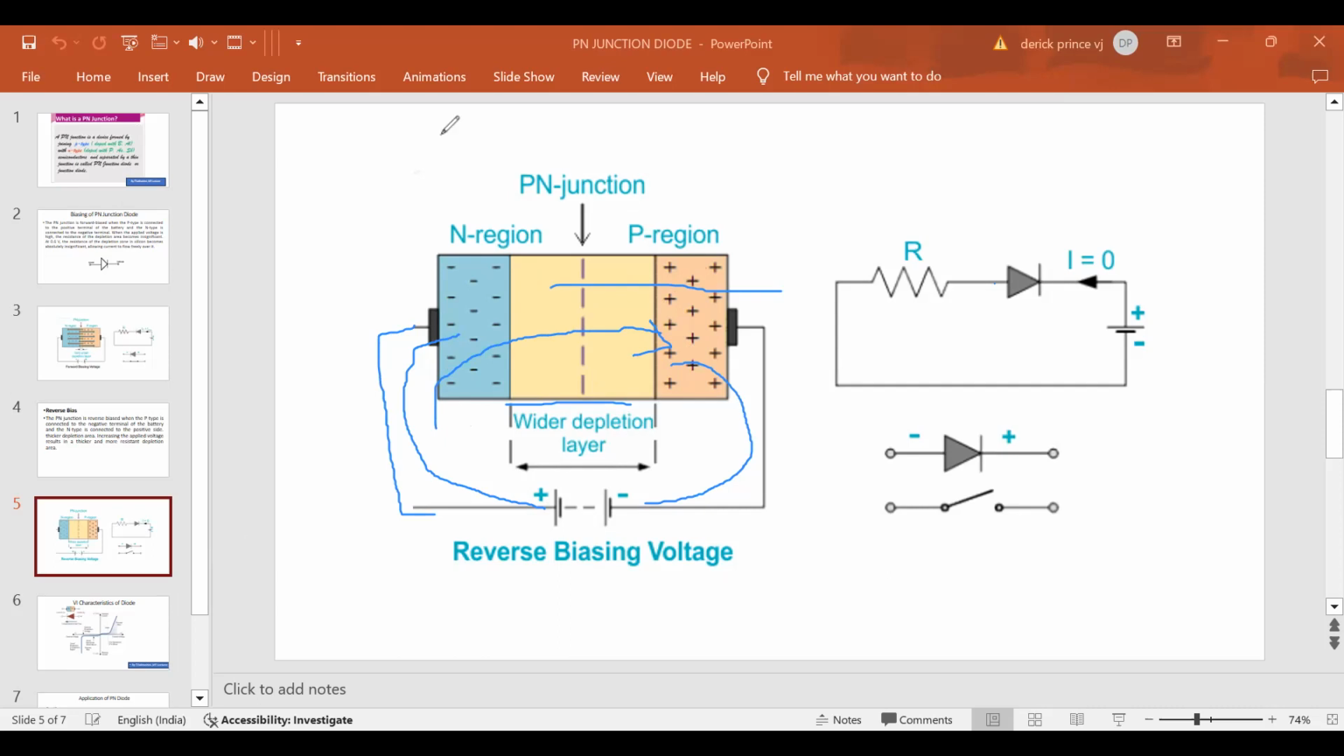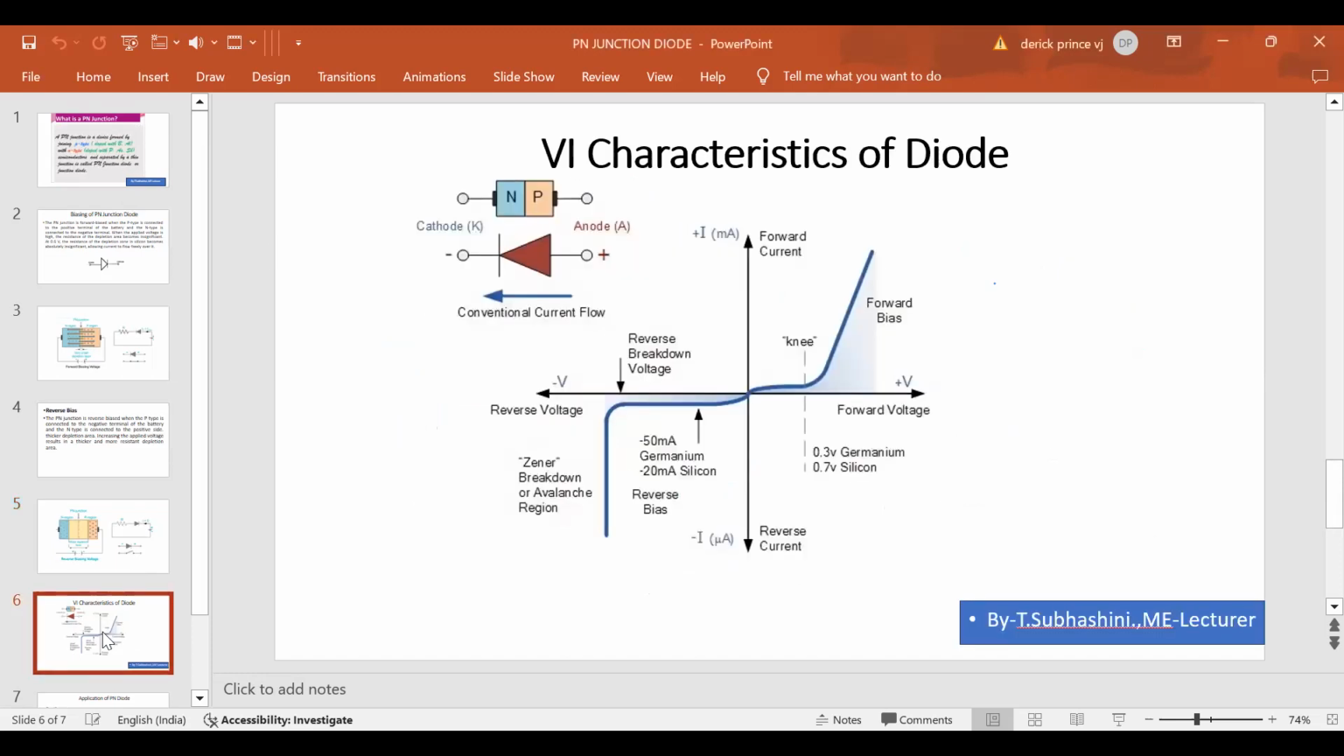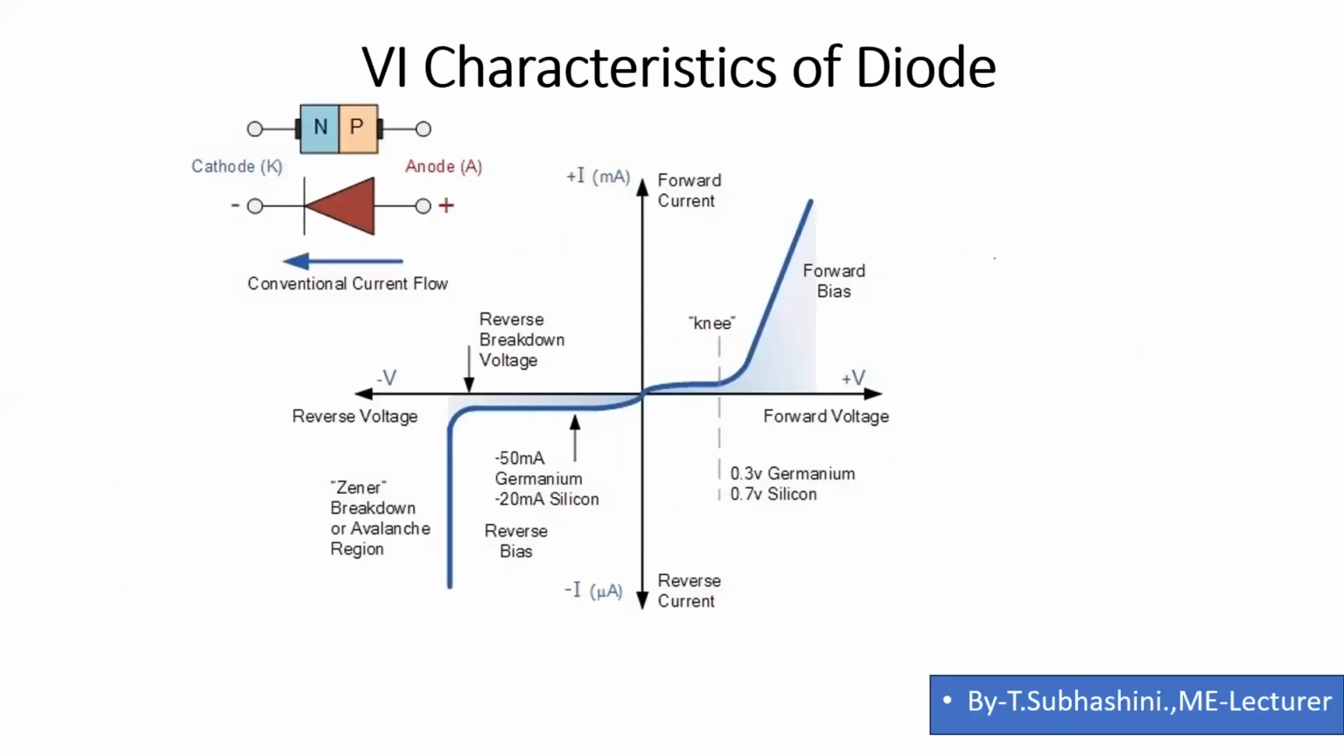Now, finally, we have to know what the VI characteristics are. VI characteristics: voltage and current. What voltage I have given and what current is flowing in this diode. So that is the VI characteristics of both forward bias and reverse bias, that we have to see now in the next slide. This is the VI characteristics.